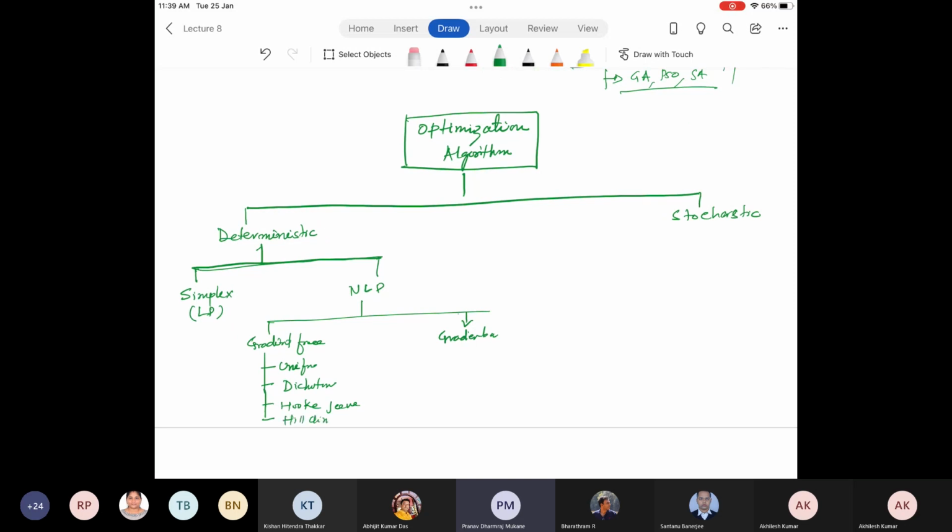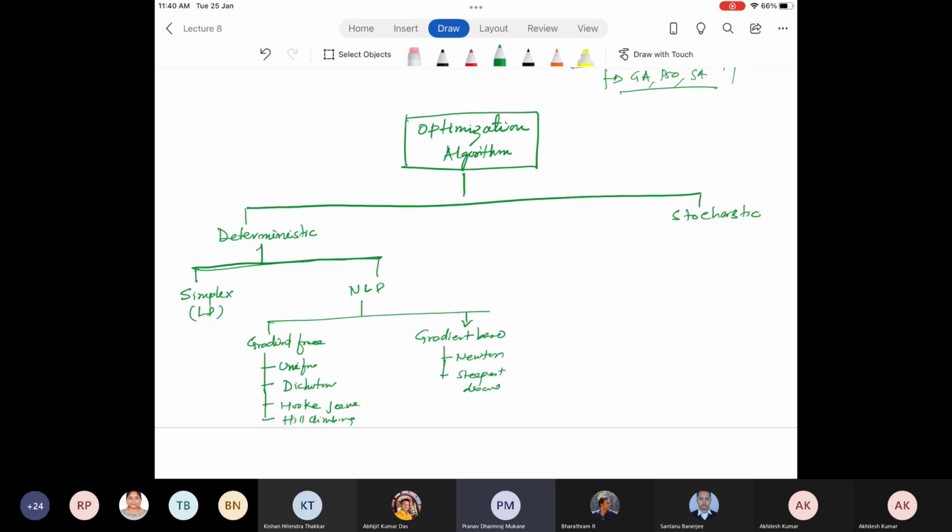I have been told that the treasure is at the top of the hill and I'm trying to get the treasure. So I'm just evaluating my neighborhood. If I'm doing better in one direction, I keep moving in that direction. When it comes to gradient based, that means I need differentiability. So we'll look at Newton's method. We will look at steepest descent.